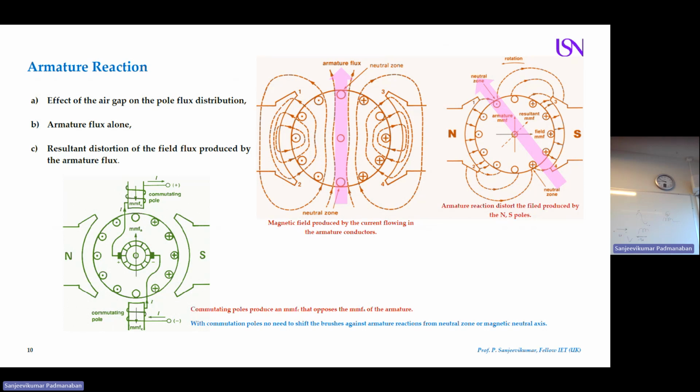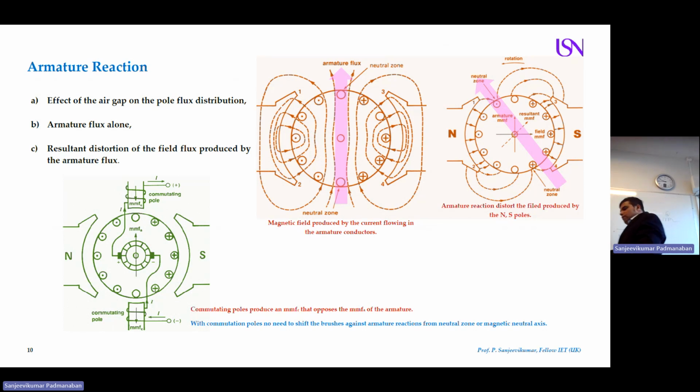You can tilt the brush, but usually we don't do that because of the standard design. How to compensate then? Use an additional winding, which is called the compensating winding. It is designed according to the power created by the armature reaction. You put it in opposite polarity, and these two will add up and become zero. So this winding is called the compensating winding.